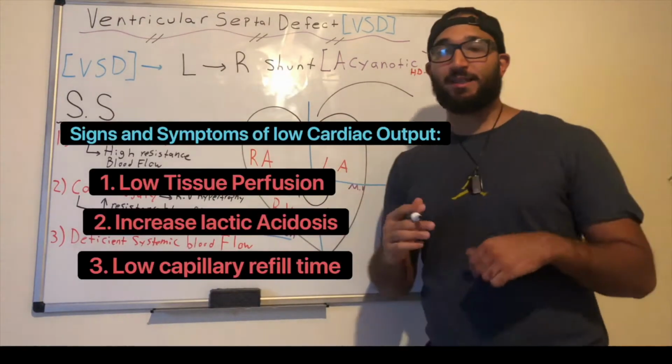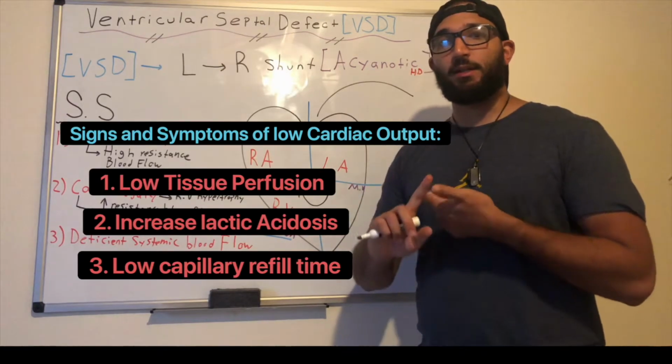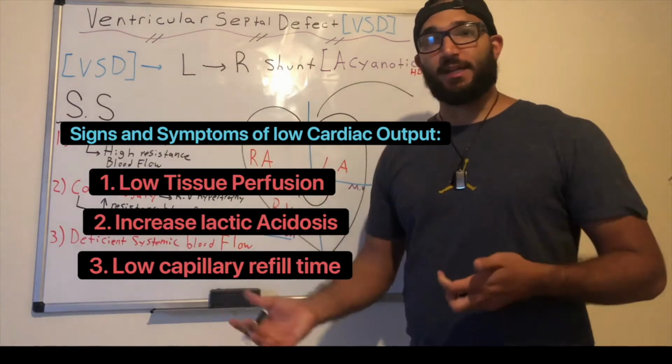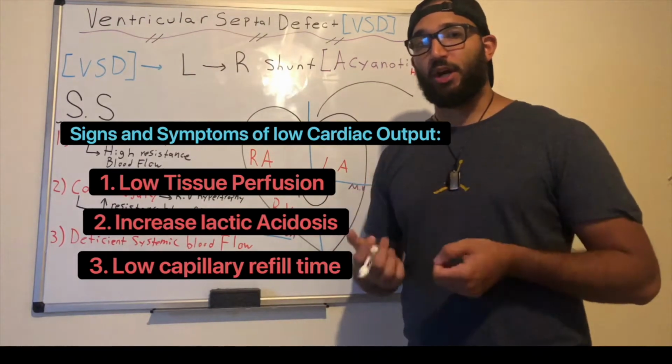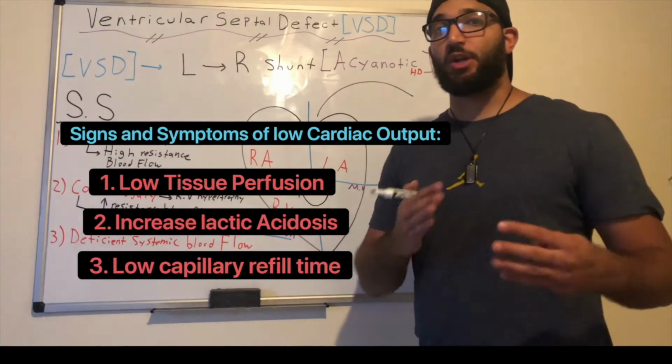So we're going to see signs and symptoms of low cardiac output. We're going to see low tissue perfusion, which leads to lactic acidosis. Some assessment skills include looking at the child's capillary refill time. So those will be some signs and symptoms of deficient cardiac output.